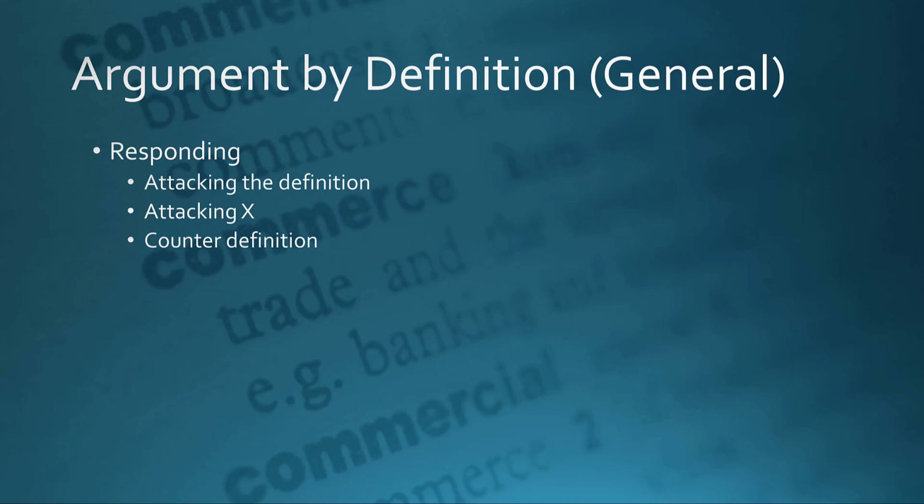So one option, again, is criticizing the definition, showing that there's something wrong with the definition. And of course, the way to respond back to that is to criticize the criticism by trying to show the original definition is not flawed in that manner, or showing that the criticisms are defective in some other way. The next option is attacking what is said to fit under that definition, the X.